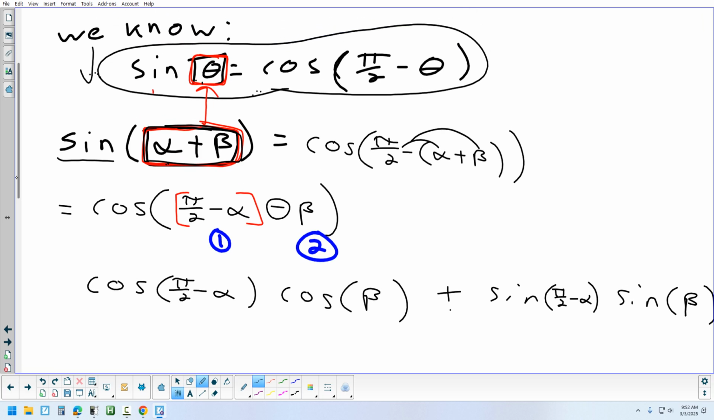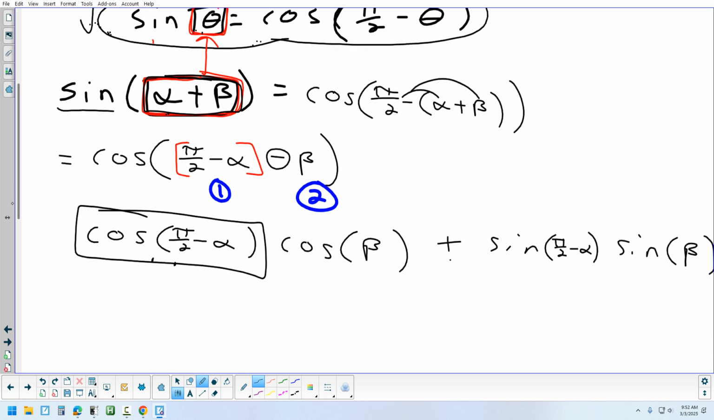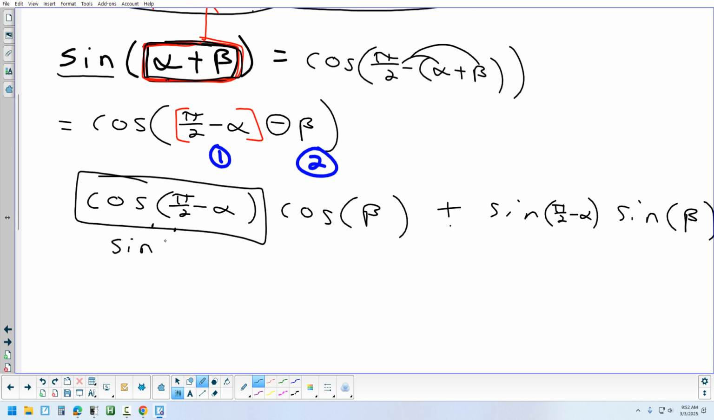But look at the identity we have up here. We don't have the exact same thing down here. Well, this one we do. What is that the same as if we look up above? Sine of alpha.